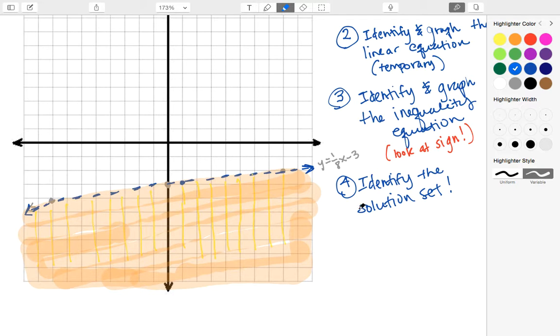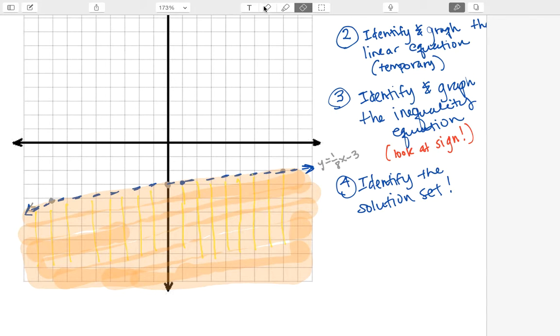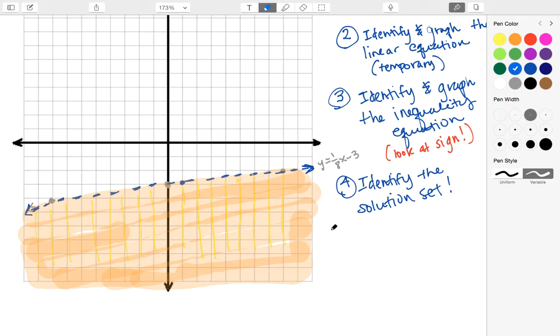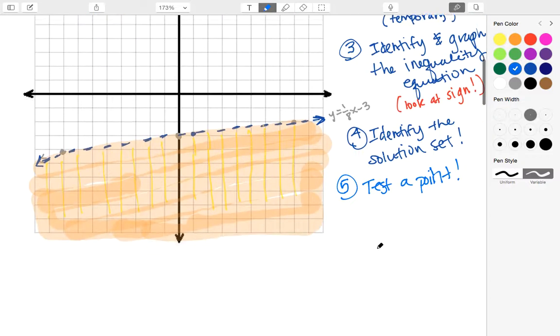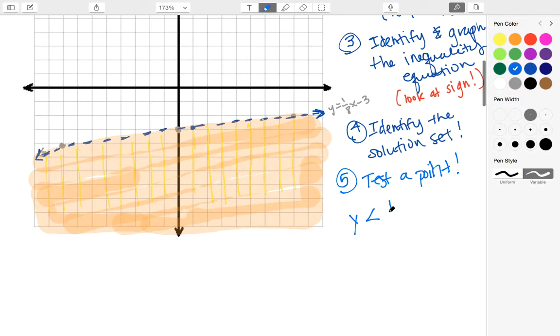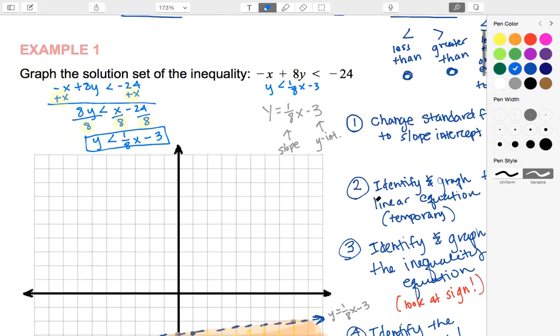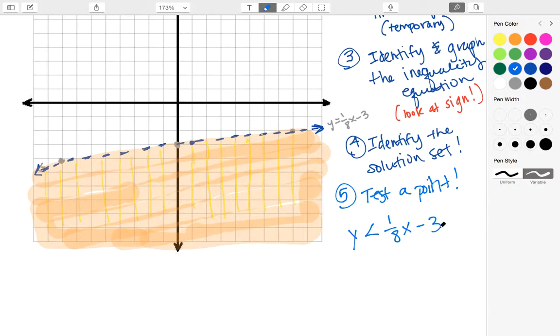So one way that you can check this is to test a point. Right? So if you're not sure and you're like, you know what, I didn't quite understand that, you can test a point. So here's our inequality: y is less than 1/8x minus 3, for instance.